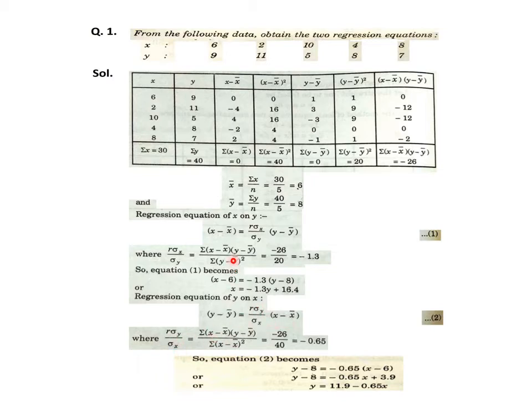Then for y on x, with y bar and x bar with us, for r sigma y by sigma x the formula is somewhat similar to that. The numerators are the same, sigma x minus x bar into y minus y bar, upon sigma x minus x bar whole square in the denominator, because sigma x is in the denominator, you have to remember it like that. So it's minus 26 upon that value, as per the table is 40. So minus 26 upon 40 is minus 0.65. Then substituting minus 0.65 and x bar, y bar in equation 2, finally it is obtained as y equals 11.9 minus 0.65x as the regression equation of y on x.